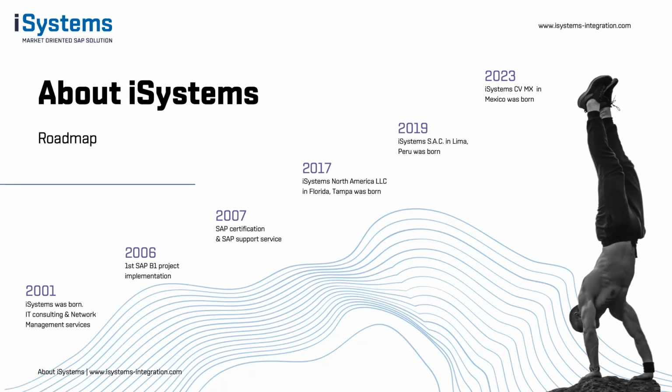Short recap about iSystems. I founded iSystems in 2001 as a network and IT company. Came to the B1 world in 2006. Did the first implementation. Back in time, it was SAP 2005. HANA was not in place at this point. Got my certification 27. Came somehow to SAP HANA. In 2017, we opened the office in the US, then followed by Peru and Mexico.